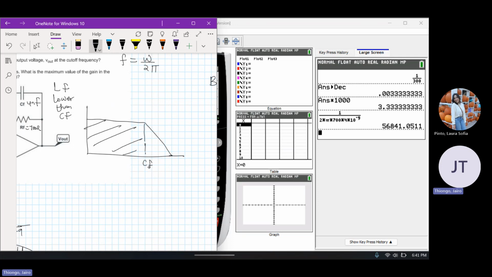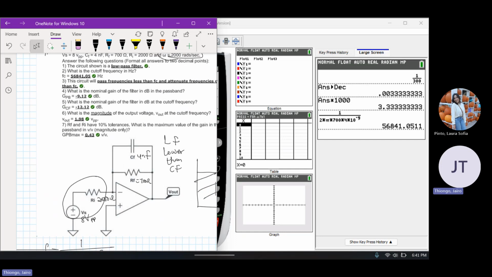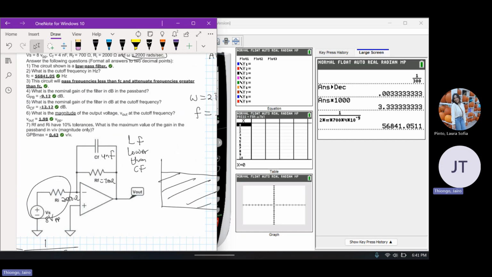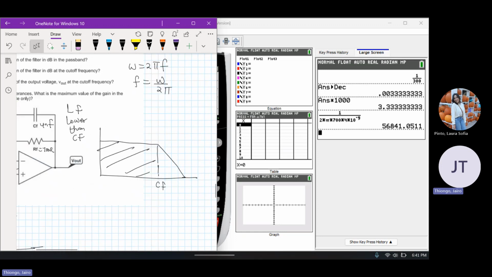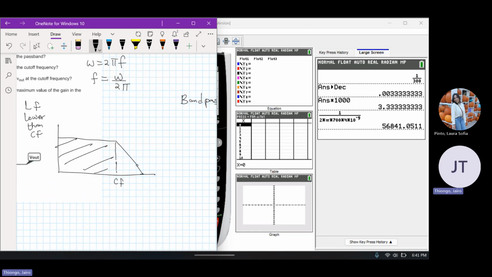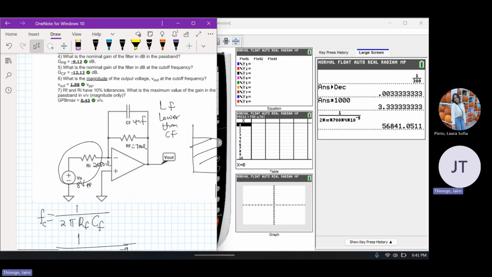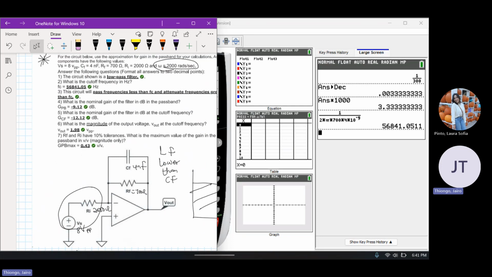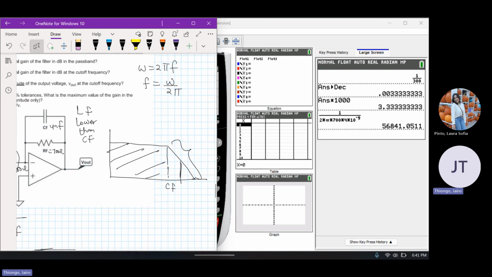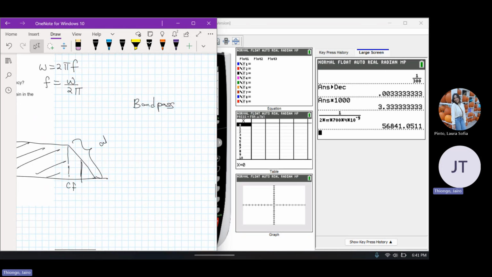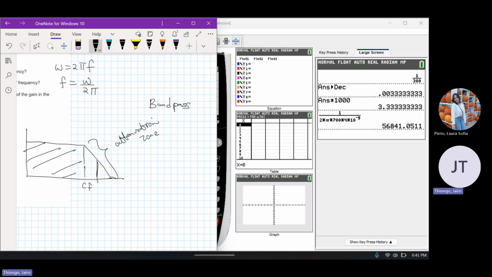But if a signal is higher than the cutoff frequency, so our cutoff frequency is at 56.8 kilohertz, and say a signal is at 60 kilohertz, somewhere around here, it will be attenuated. This is called the attenuation region, just for vocabulary. To go on to find the nominal gain, the nominal gain means the gain in the passband. As I said, this is the attenuation zone or region. This is the passband.